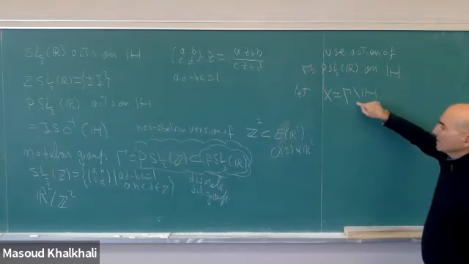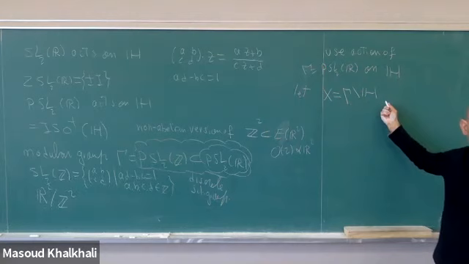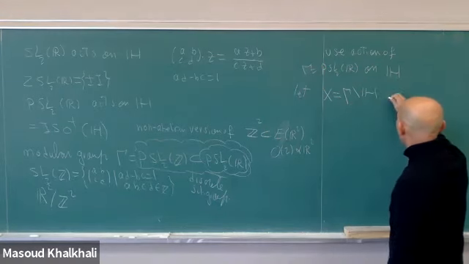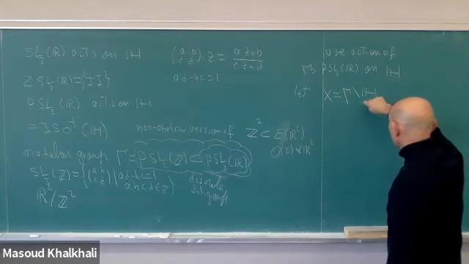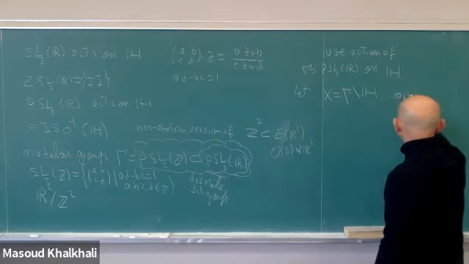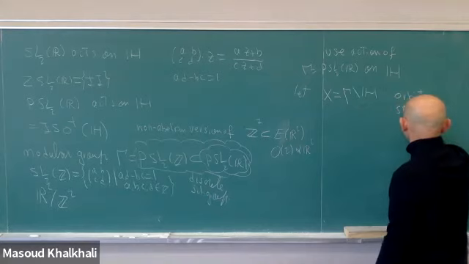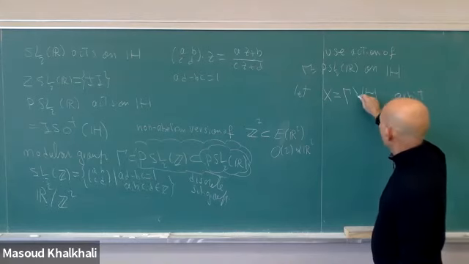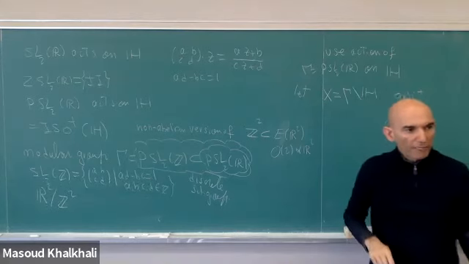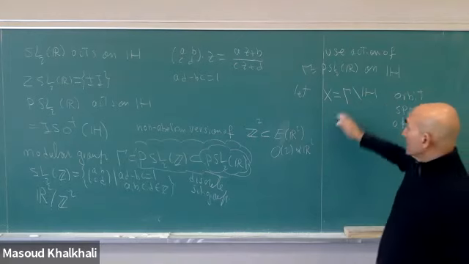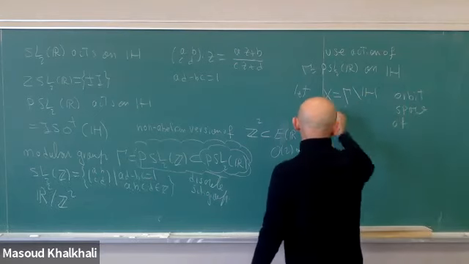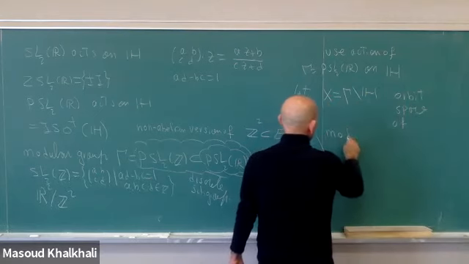I take this left notation, I don't take right notation, but you can take right notation if you want. It doesn't matter. So this is the orbit space of the action of gamma on the upper half plane. To understand this space, this is the modular surface.